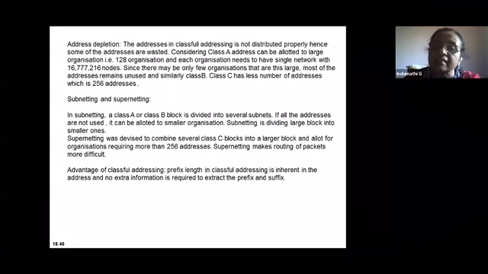I said class C address has less number of addresses, which is around 256 addresses. Suppose an organization takes a class C type of address and wants to have more than 256 addresses, then it cannot just like that ask for some more addresses under class C, because class C addresses are fixed to have 256 addresses. Then what to do for that organization? So this problem is what is called as address depletion.